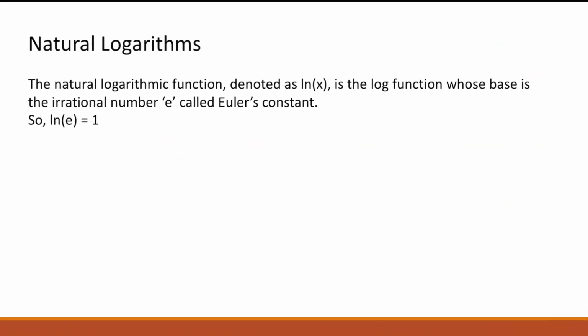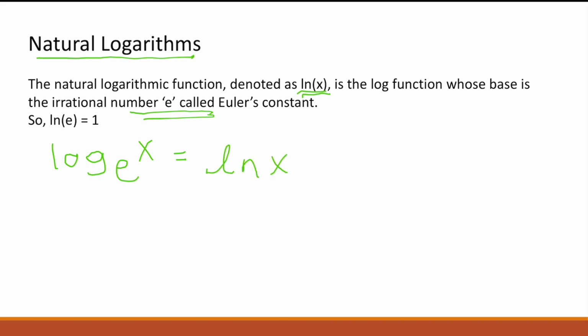Now, before we move on to practicing questions, there is one topic that I'd like to cover, which is natural logarithms. The natural logarithmic function, denoted as ln of x, is a log function whose base is the irrational number e, called Euler's constant. The formal definition of e comes from a calculus course using limits and derivatives, and right now you don't need to understand that. You just need to know that whenever you have a logarithm with the base e, it is conventionally written as ln of x, where ln itself means log base e.